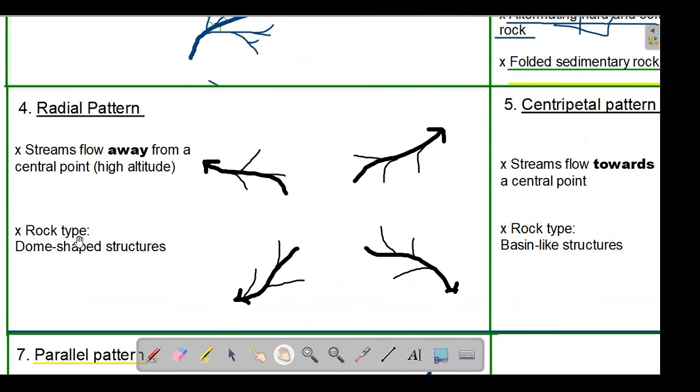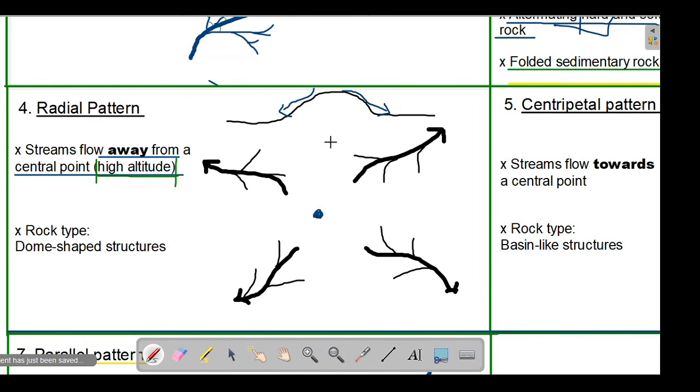Right. So the radial pattern, this is a drainage pattern in which streams flow away from a central point. So they flow away, right? So they are flowing away from each other. And this is because the central point is at high altitude. So it's at a height that is high, right? So if I would draw a cross section of a radial pattern, you'll find out that it is a dome-shaped structure. Okay, it's a dome-shaped structure such that when it rains, these streams flow away from each other. Okay, away from each other from a top point, from a high point in terms of height, right? And so hence they flow away from each other because the center is at the highest altitude.